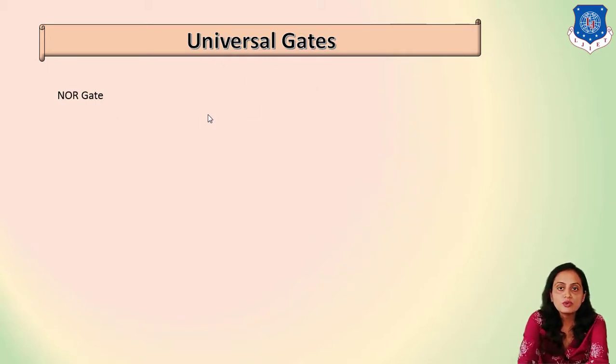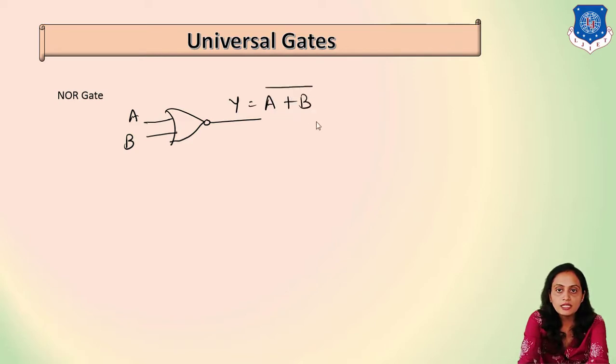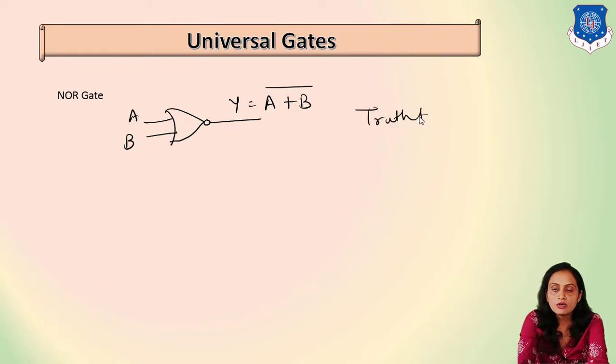Now we will see one more universal gate, that is a NOR gate, and the symbolic representation of this NOR gate is just like OR, but we are putting a bubble at the output. So two inputs we have, A and B, output Y, that is A plus B, and then the inverse of that, meaning the NOT operation.